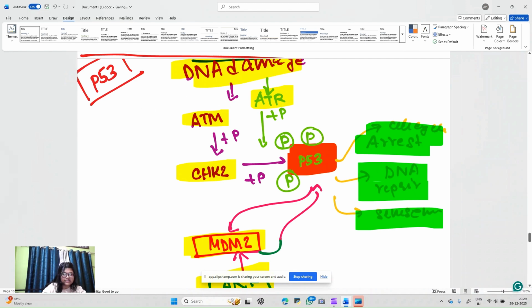DNA damage occurs, then ATM gets activated and phosphorylates CHK2, then CHK2 again phosphorylates the P53. The same mechanism goes for ATR. It gets activated and again goes to the P53 and phosphorylates it. What happens when the P53 is phosphorylated? The cell cycle gets arrested, DNA gets repaired, and senescence occurs.